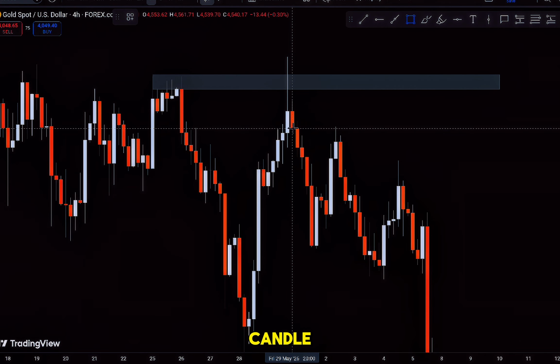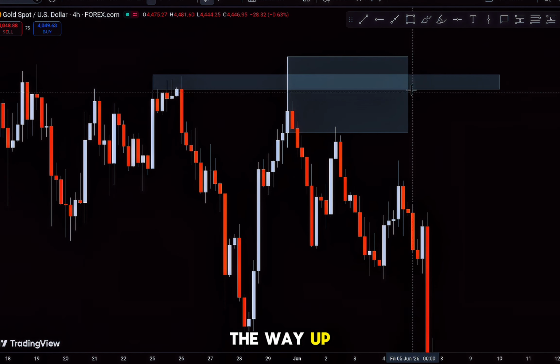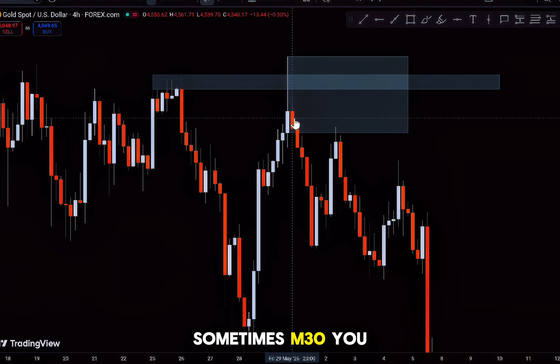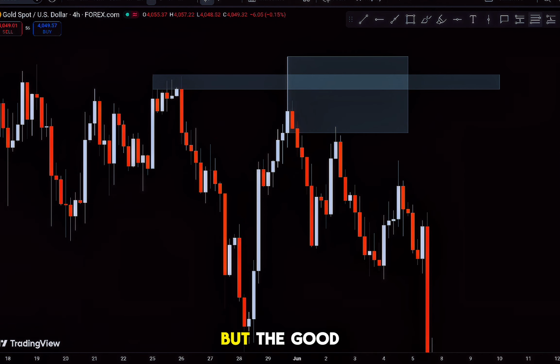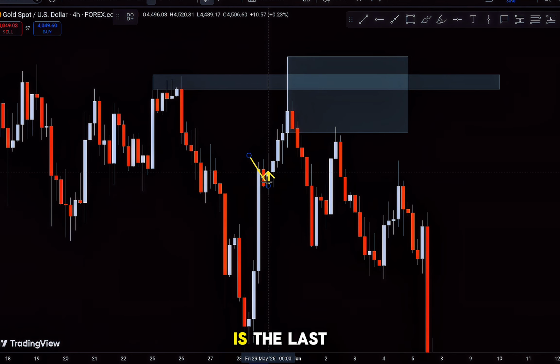This was the last candle. Can draw it from the open, and then we take it all the way up. If you combine this with H1 and H2, sometimes M30, you will understand where exactly to sell this market from here. But the good point is that with market structure, we got this is the last level.